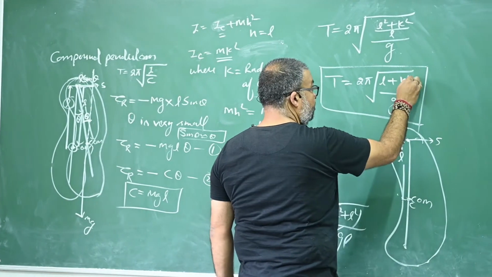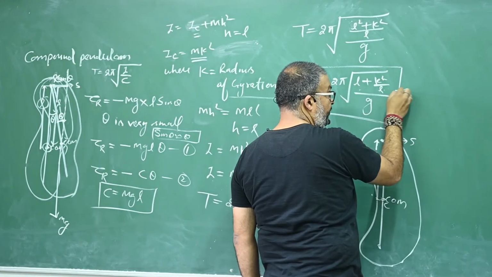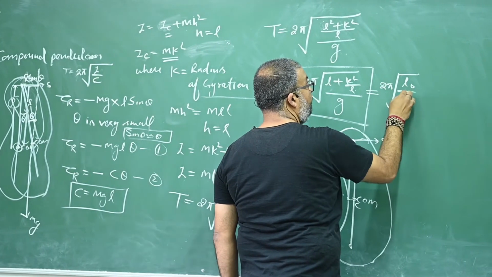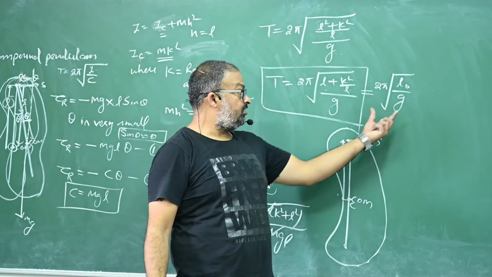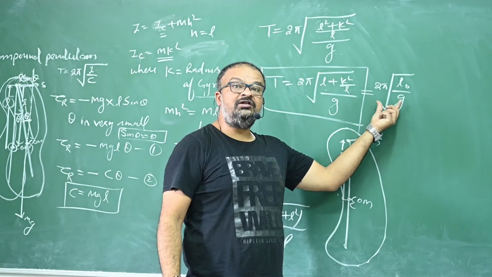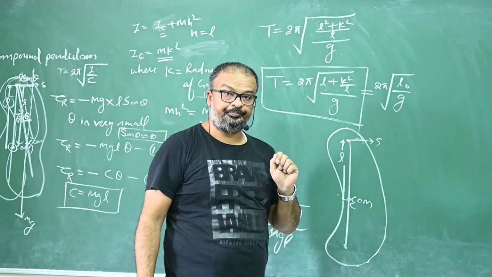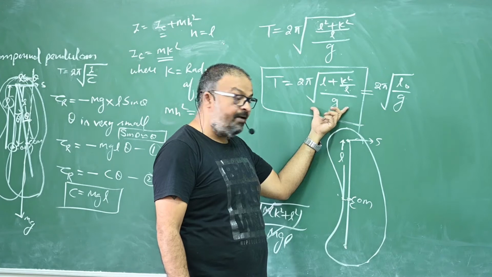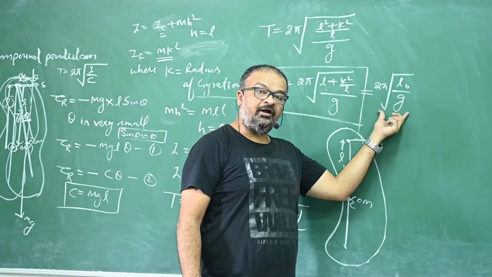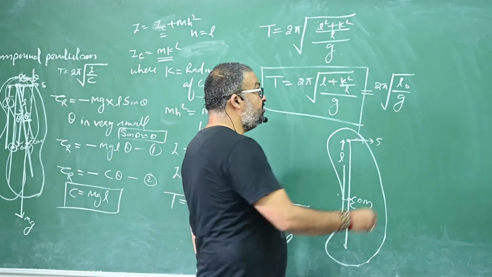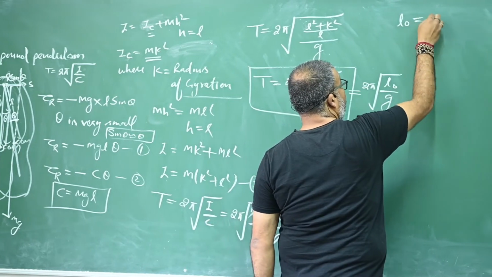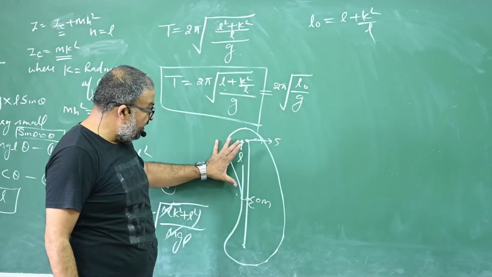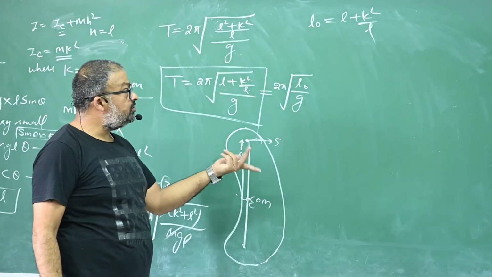And this total distance, I will compare this time period with 2 pi square root of L naught by G. What is it? This is the time period of a simple pendulum having a length L naught. So what I'm doing is comparing the time period of this rigid body with the time period of a simple pendulum, right? So this L naught will be written as L plus k square by L. In this rigid body, this is L, where is k square by L?